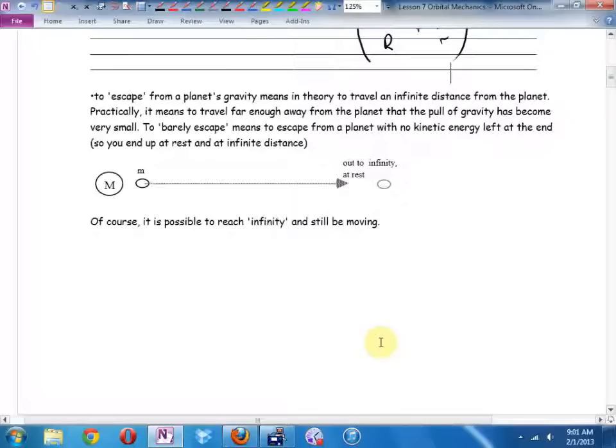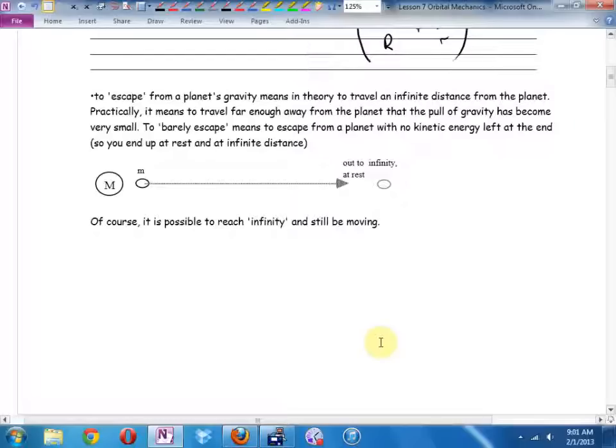I need to kind of smoosh these lessons a bit better, because it says, to escape from a planet's gravity means, in theory, to travel an infinite distance from the planet. Practically, it means to travel far enough away from the planet so that the pull of gravity has become very small. To barely escape means to escape from a planet with no kinetic energy left at the end. So you end up at rest at an infinite distance.